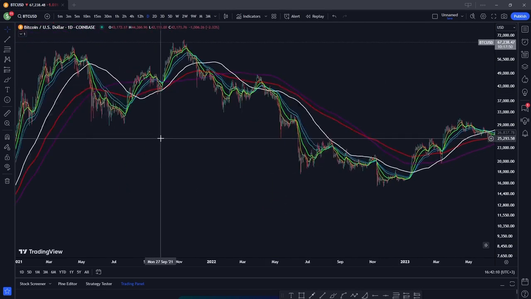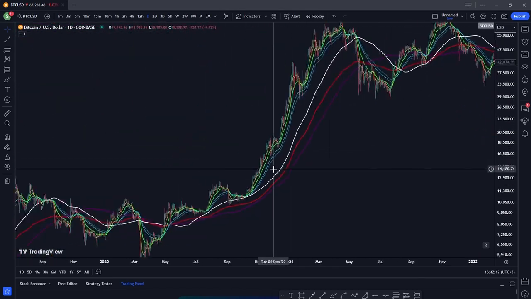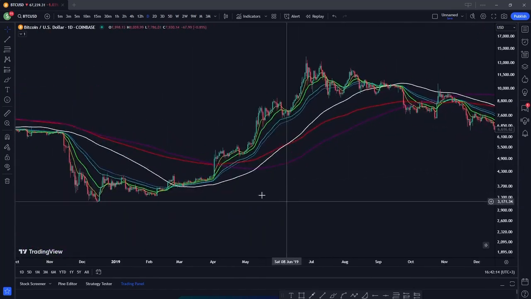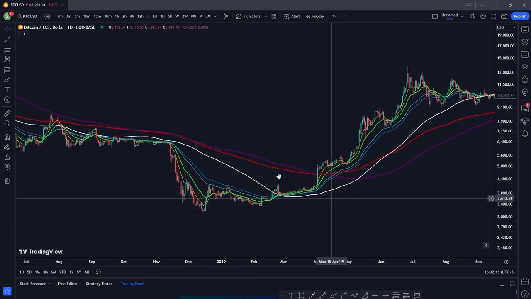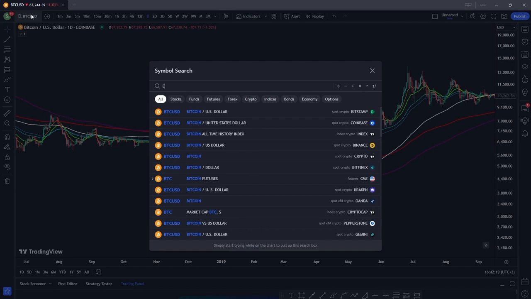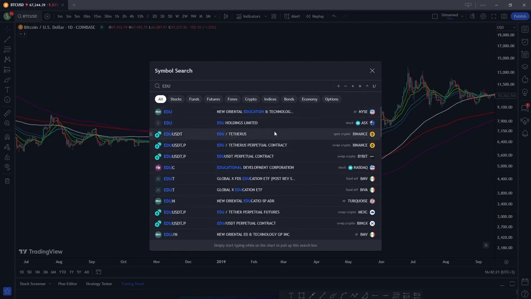I can show you some more recent examples. Let's check altcoins. The one I remember, just the one from the ones that recently mooned, is EDU. Let's check the EDU.